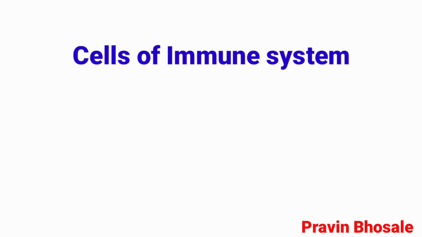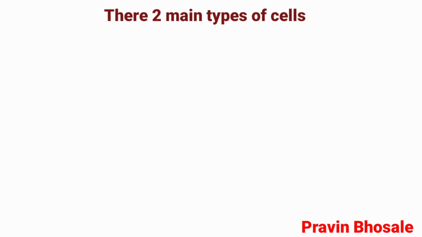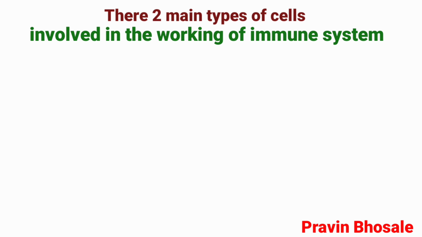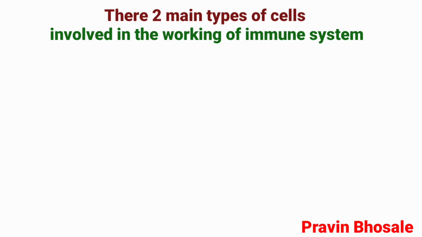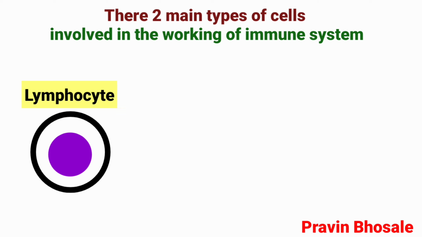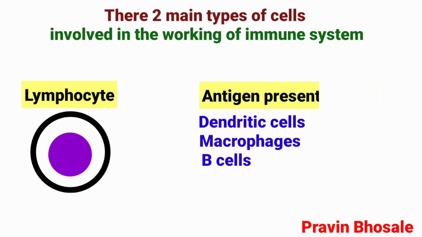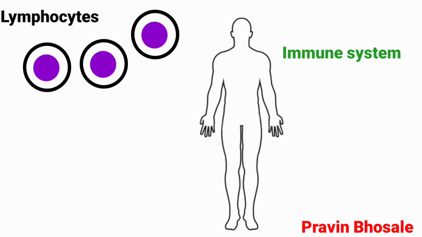Cells of the immune system. There are two main types of cells involved in the working of the immune system. They are lymphocytes and antigen presenting cells. Lymphocytes are the main cells of the immune system.